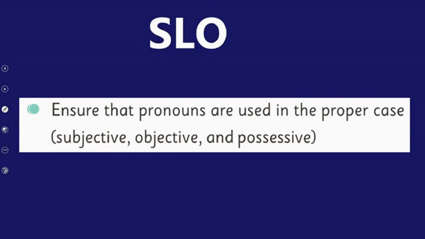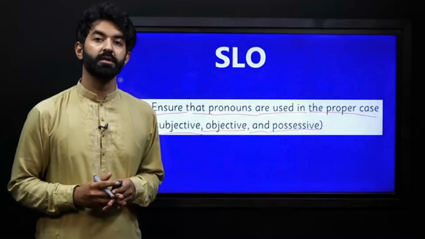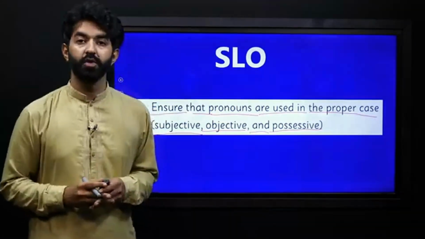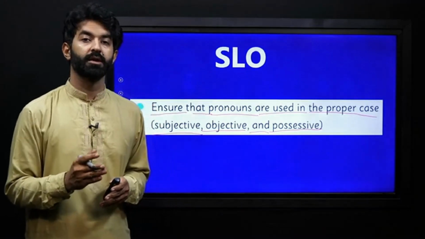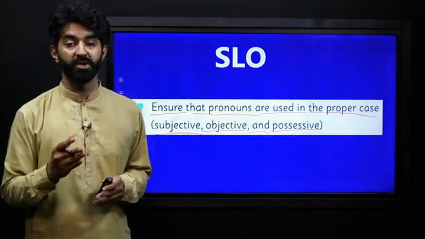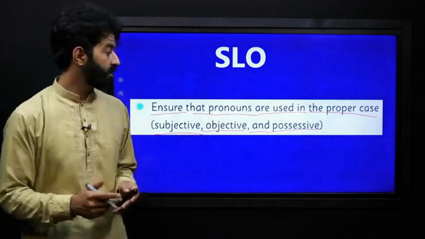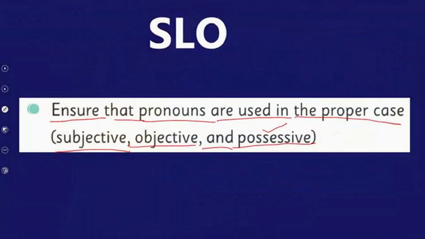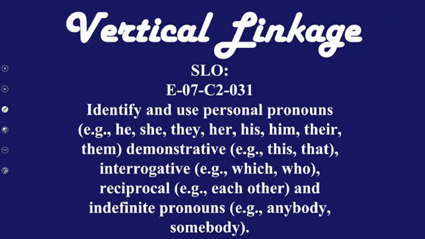Our SLO is: ensure that pronouns are used in the proper case, like subjective, objective, and possessive. So the SLO is really simple. We will be looking at the pronouns that we use, and we are going to use them in scenarios like when it's in the subjective, objective, or possessive situation. So this was our breakdown of the SLO, and here is a vertical linkage of this SLO with the previous grade.